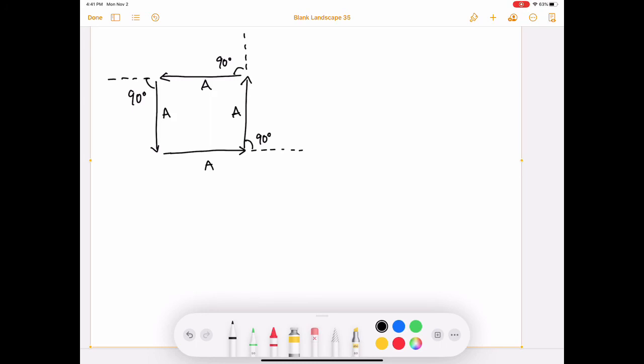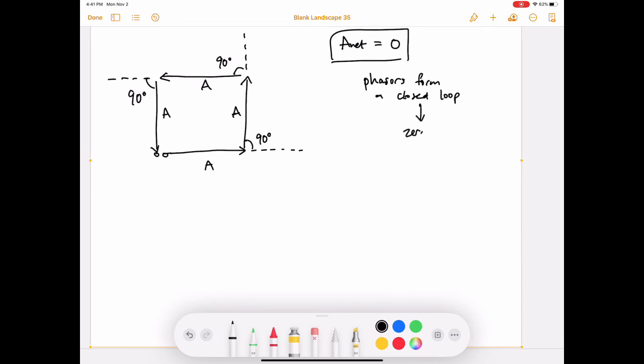The net amplitude is supposed to go from the start of the first phasor we drew to the end of the last phasor we drew. But in this case, there's actually no distance between those. So A net is exactly equal to 0. Whenever your phasors form a closed loop, then you get 0 net amplitude.